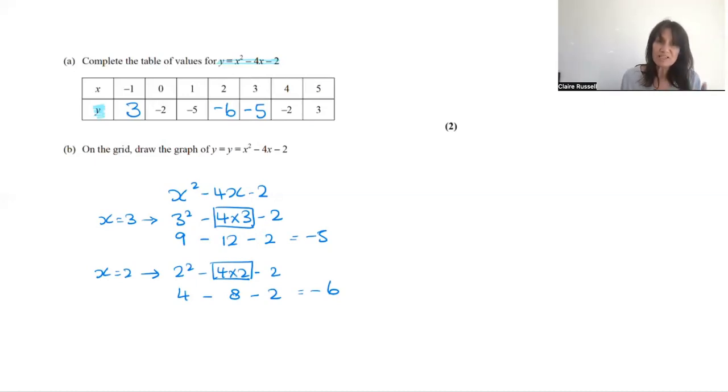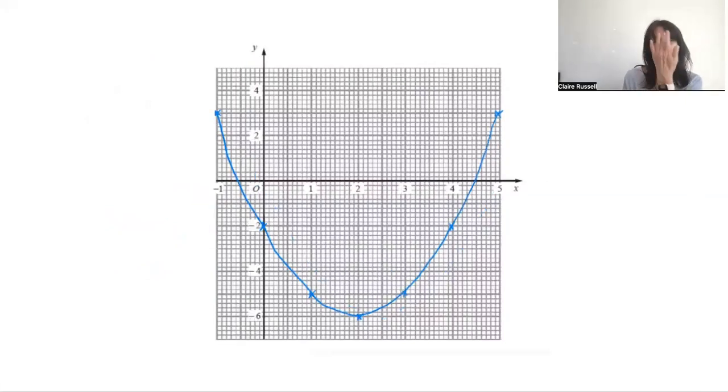What you would do is you would take those and you would plot them as coordinates. So that is coordinate 5, 3. That is coordinate 4, minus 2, etc., etc. And that is what you would end up with.